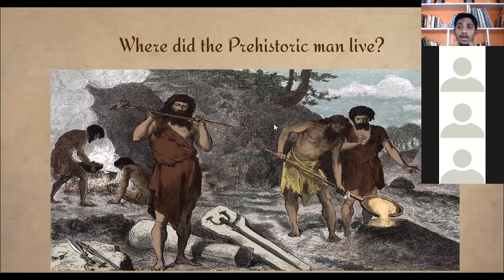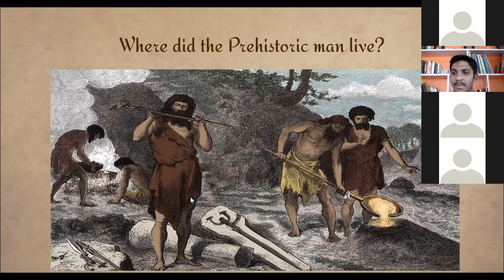So now we saw the tools used by these people. Now see, this is how the prehistoric people used to look. Where did they live? That is really a wonder, right? Today we have good houses, good buildings, everything. But where did the prehistoric people live? They did not have cement at that time, or any sand to build.